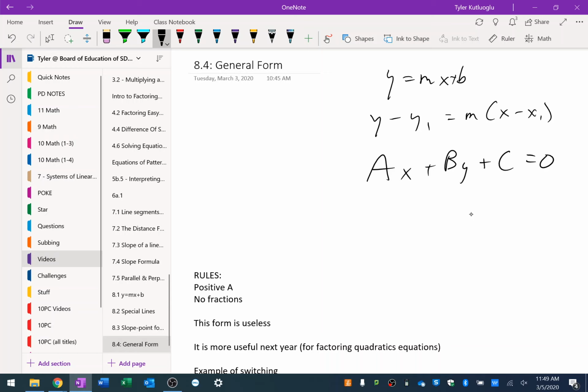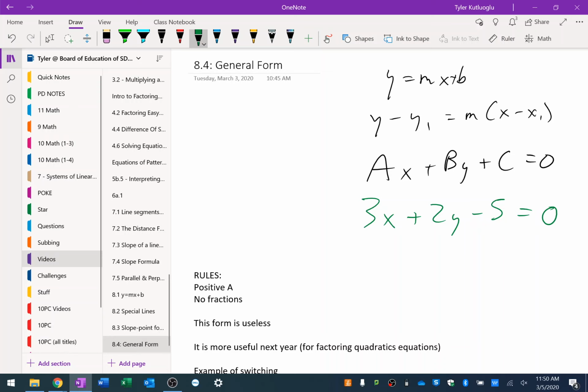Okay, don't get freaked out by the ABC. The key thing to notice is that it equals 0. So basically we shifted everything in the equation over to one side. These ABCs are just numbers. They represent integers in this case. Okay, so let's just look at an example. 3x plus 2y minus 5 equals 0. Okay, that would be an equation of general form.